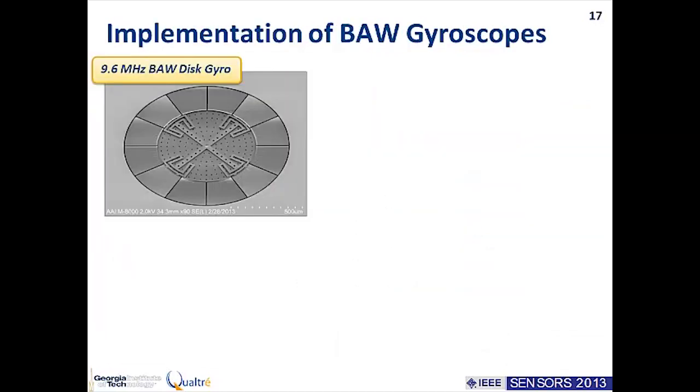So here's an SEM view of this type of structure. As we see, we have our disk surrounded by electrodes. This is implemented in a 40 micron device layer SOI wafer, and as you can see from the scale right here, they're very small in size. They're only about 600 microns in diameter.